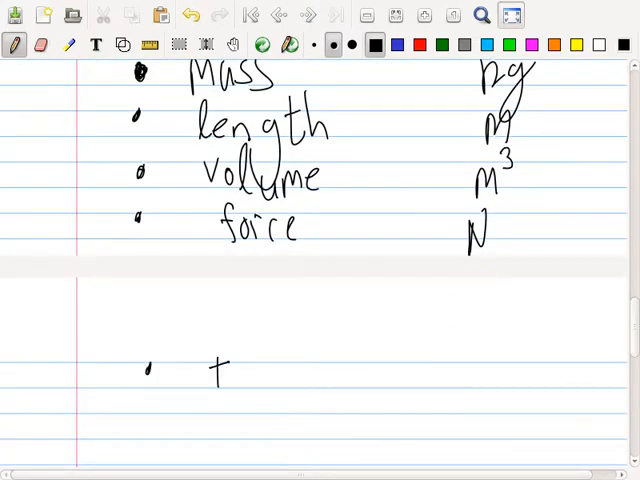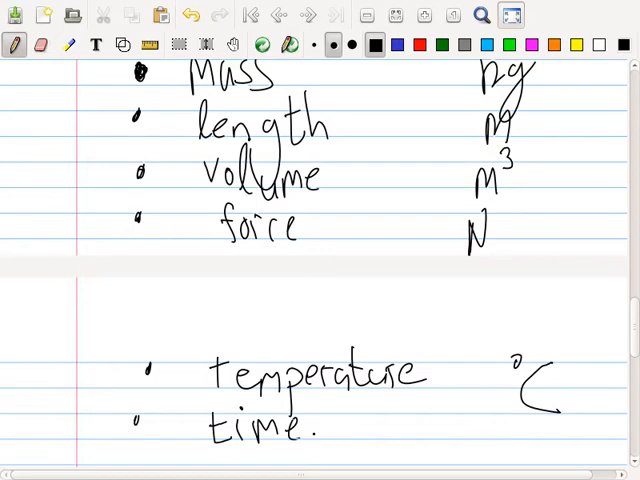Temperature, Celsius. And what's the other one we could have used? Kelvin, yeah. No, not the American one. We'll stick to Celsius or Kelvin. And then time. Seconds. And energy, joules, and so on. When we study these topics, we'll introduce the symbols, but just for the beginning, these are the main ones.